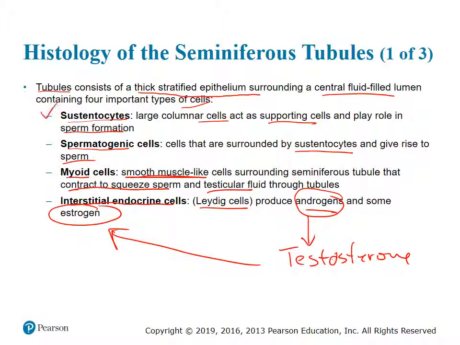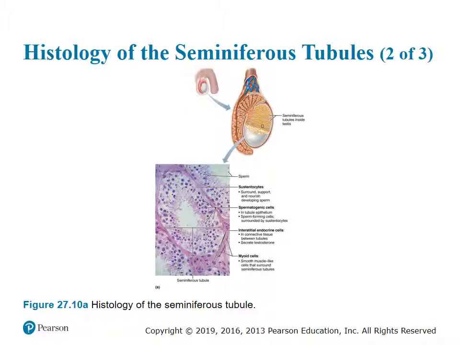Sustentocytes, again, act as supporting cells. Spermatogenic cells, just look at the word spermatogenic. Genic means genesis, and sperm means they produce the sperm. The myoid cells are smooth muscle cells that squeeze the sperm out and the fluid out. And then the endocrine cells are the ones that produce the hormones that we need.